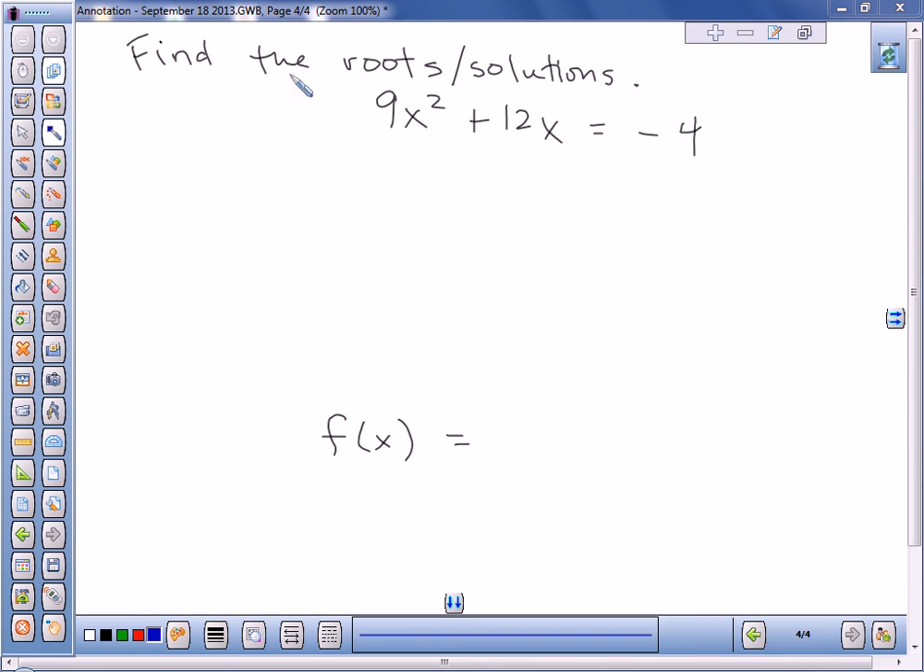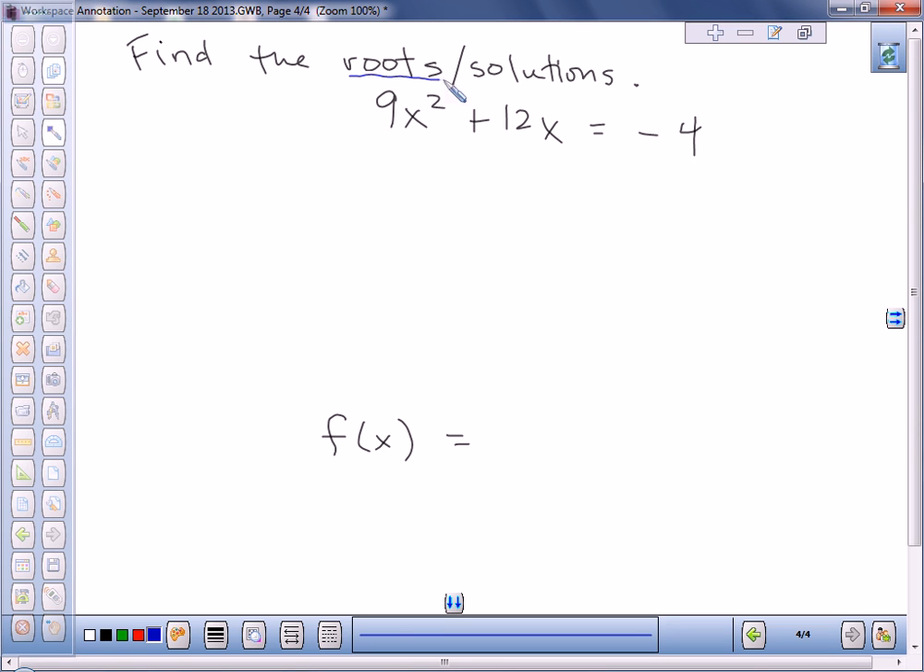So, with all those others, what did we do first? We set them equal to what? 0. Okay. So what would we do with this one? Set it equal to 0. And we're going to find these solutions by factoring. It's not the only way, but it is one way.